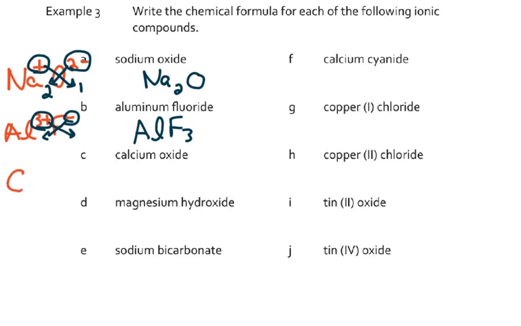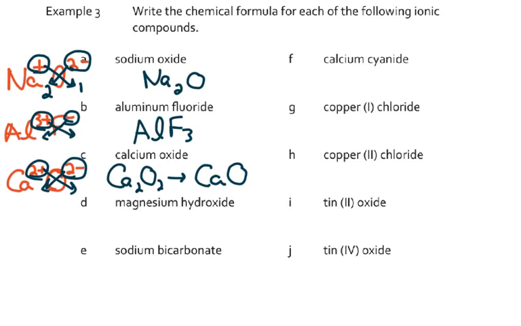Calcium oxide, calcium is Ca2+, oxygen is O2-. Crisscross the charges, and we would get Ca2O2. Now, contrary to what we did in Unit 5, when we cannot change the subscripts for balancing a chemical equation, when we're creating the chemical formula, we can. So calcium oxide would be properly written as CaO, since we can divide both of those subscripts by 2.